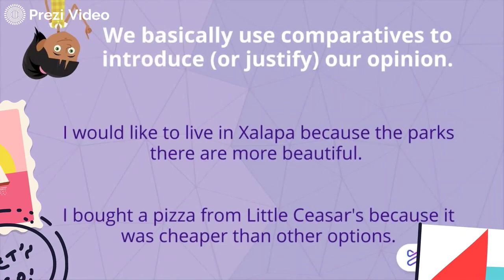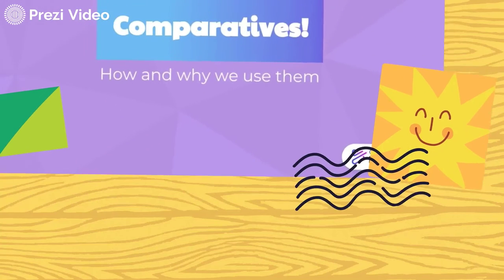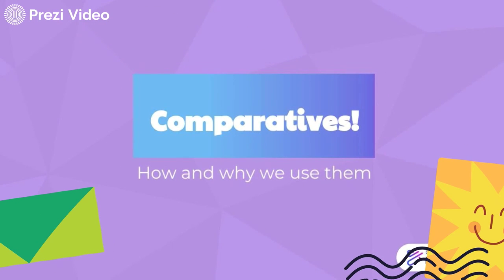We basically use comparatives to introduce or to justify our opinion about something. For example, I would like to live in Jalapa because the parks are more beautiful there. Okay? Or I bought a pizza from Little Caesars because it was cheaper than other options. So I invite you to use comparatives when you are expressing your opinion. Okay? This way you will sound much better. Okay? This is a general idea on comparatives, how and why we use them.